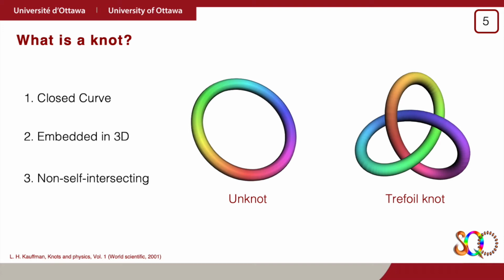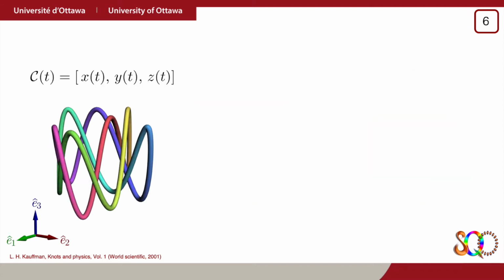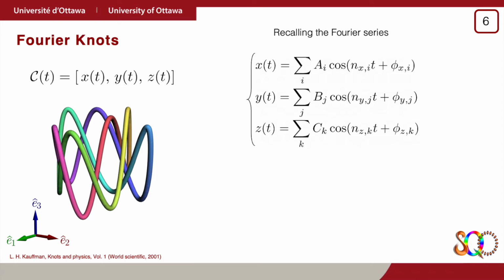To differentiate one from another, mathematicians have defined invariants, which are functions of a set of knots that do not change unless the knot changes. In other words, it has the same value for all the equivalent knots. In order to create a connection with the polarization curves, let me start by defining a closed parametric curve C, where x, y, and z are smooth functions of time. Then, we can approximate these functions using a truncated Fourier series.